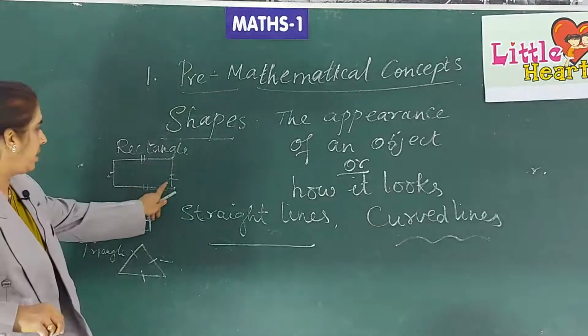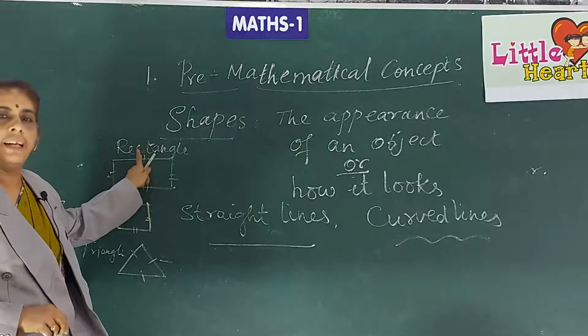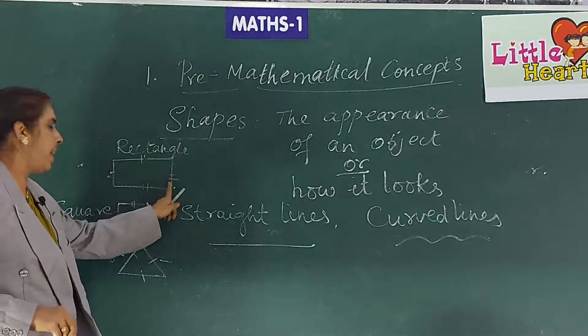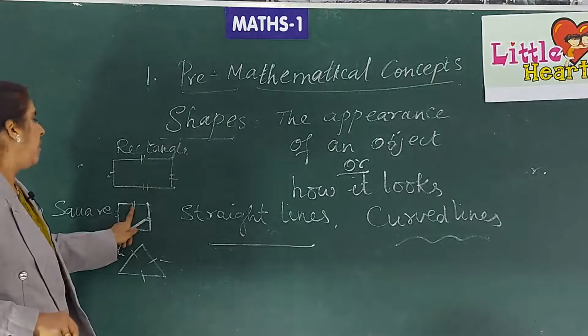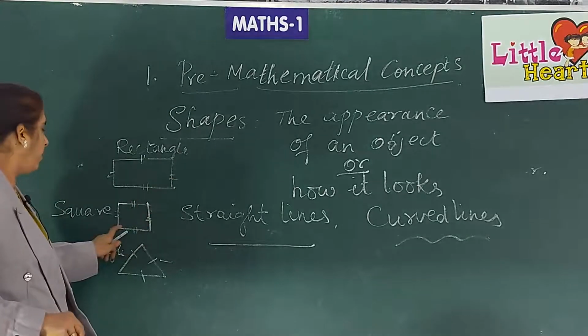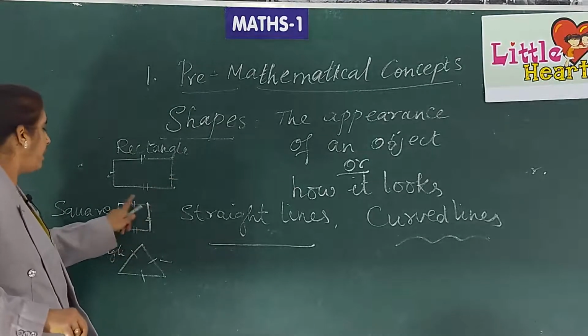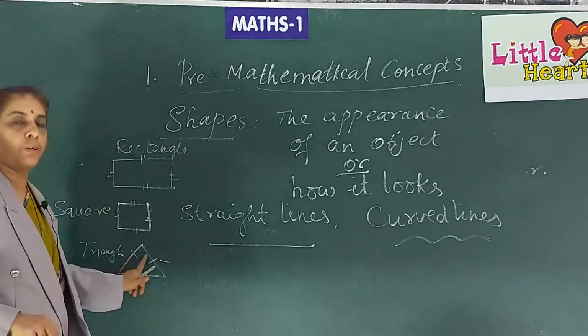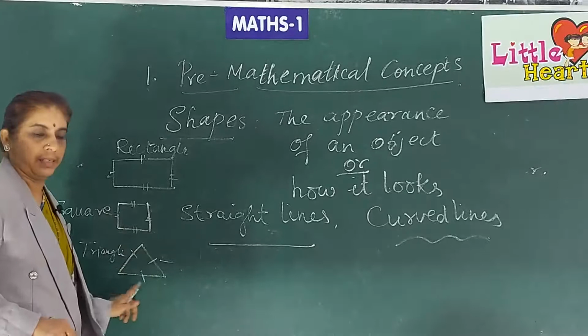What is this? It is rectangle. It has two long sides, two short sides. A square is formed out of straight lines. All sides are equal in a square. And triangle is formed out of three sides.